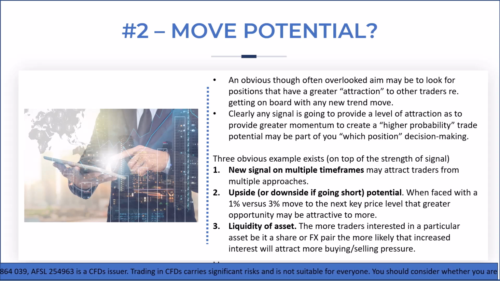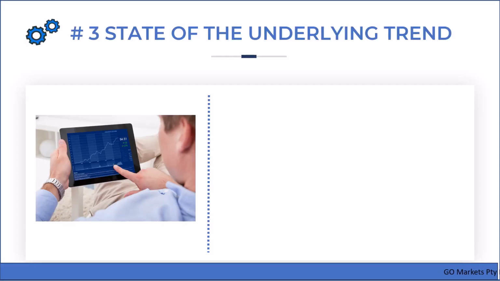So, for example, to choose an extreme one, if you're testing the difference between Euro USD and Euro Polish Zloty, then there are more traders going to be looking at that USD. That increased liquidity is going to help with that momentum and push it higher. So number two is move potential. Your third is the state of the underlying trend.